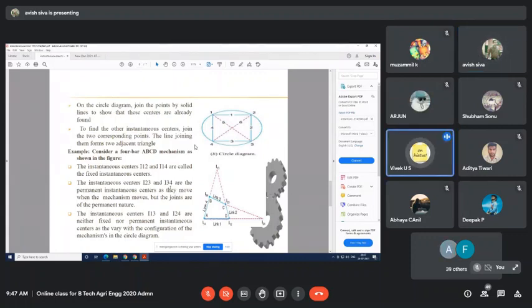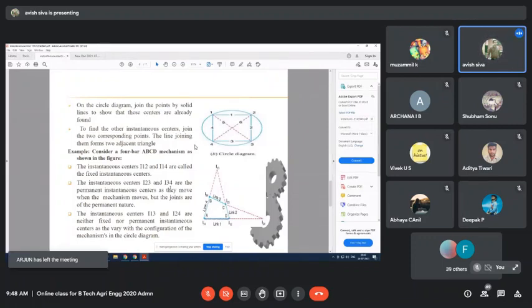Yes, you will start from the fixed link. Consider the links associated with the fixed link. One is fixed, so the adjacent links, link number 4 and link number 2, connect to the fixed link. So you will get your I14 and I12. That is a very simple step, and you will get the answer directly. I14 and I12 you can easily locate, because they are on the fixed link. Then what about next?